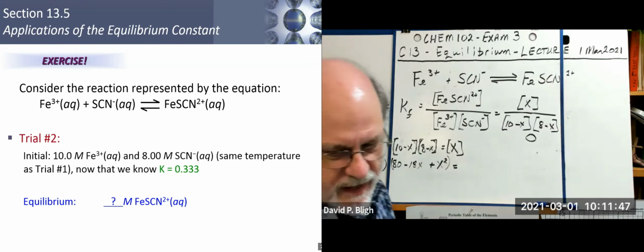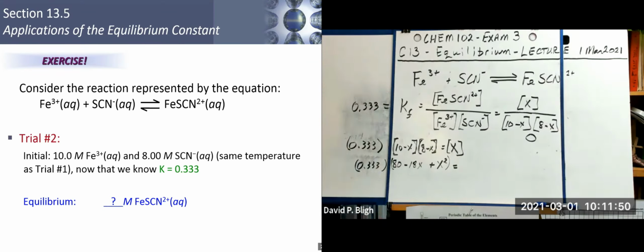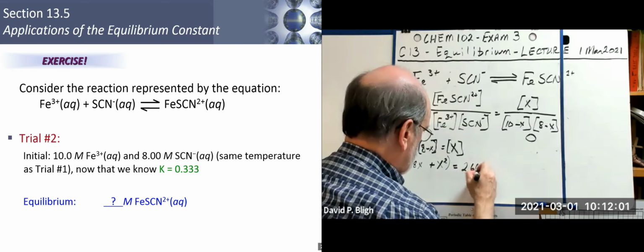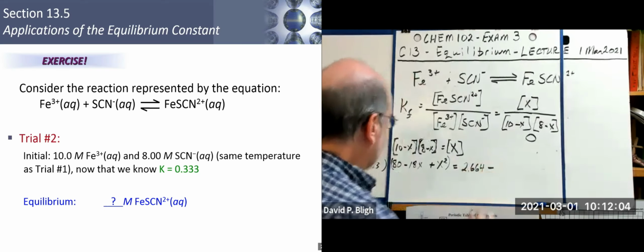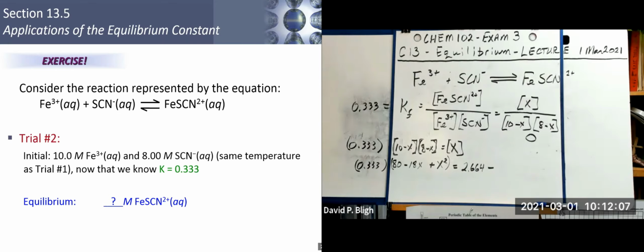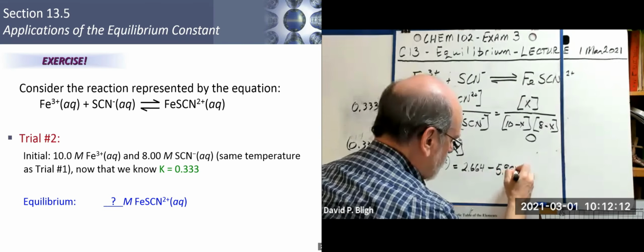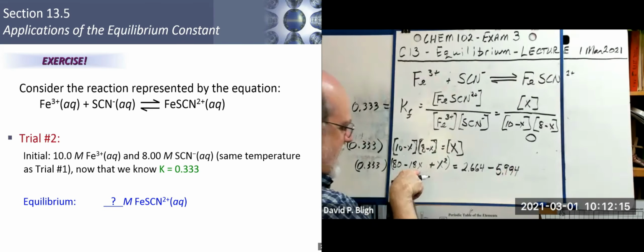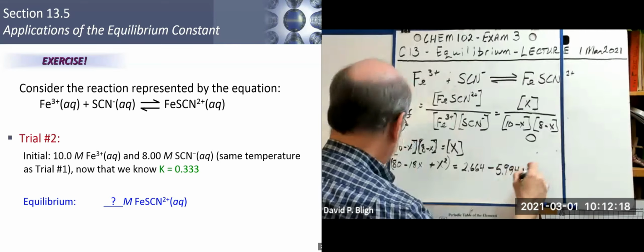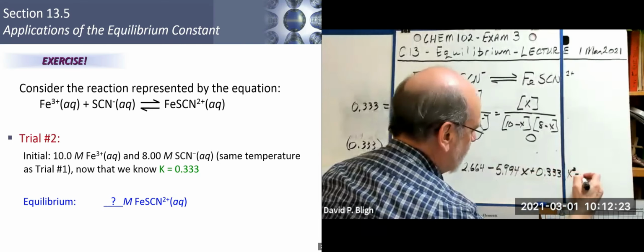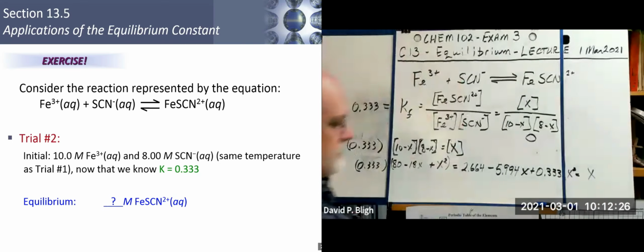So what's 0.333 times 80? I have to use my calculator. $2.664. Right? Then minus 18 times 0.333. 5.994 x. Then plus 0.333 x squared, and that's equal to x.